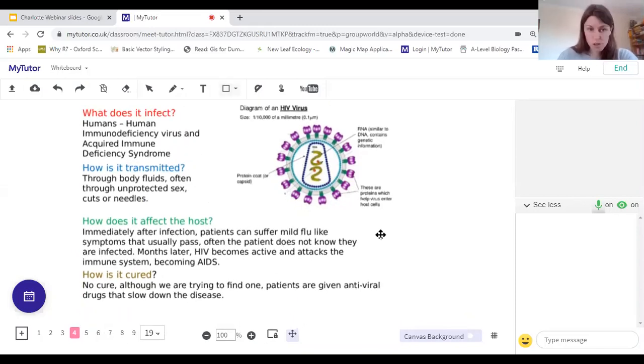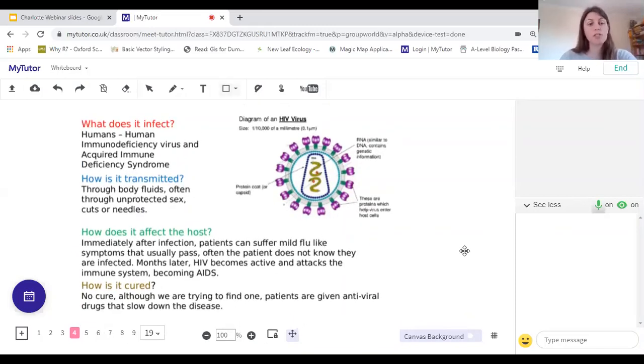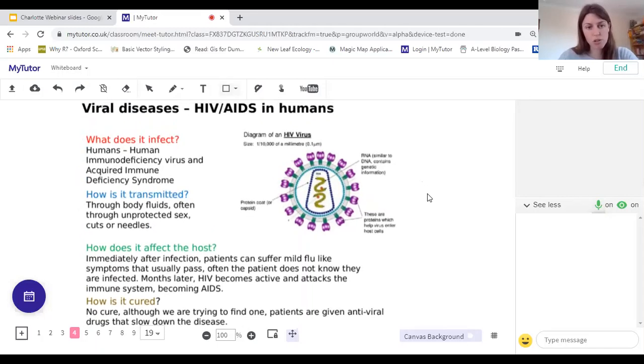How does it affect the host? Immediately after infection, patients have mild flu-like symptoms that usually pass. So you think you've got a bit of a cold, and often the patient doesn't know that they're infected. And that's why HIV is so difficult to control and to cure, because by the time you realise that you've got it, it's usually too late.